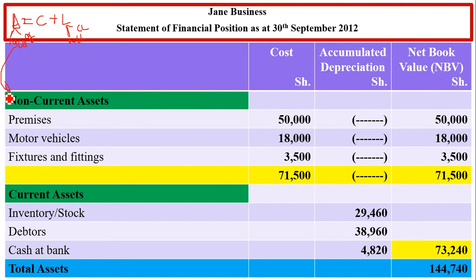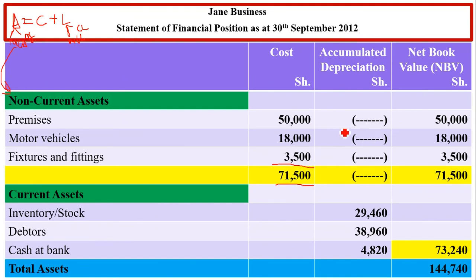So we start from this end here. We start with the non-current assets. In this particular case, we have 3: premises, motor vehicles, and fixtures and fittings. Their costs are 50, 18, and 500. We don't have any accumulated depreciation. So get the total cost. This figure is not added with any other, so you can close it. You put 2 lines up and down.